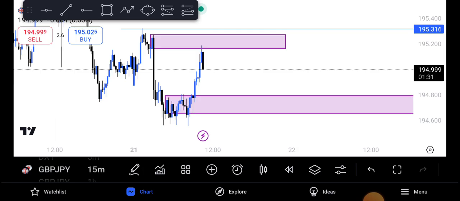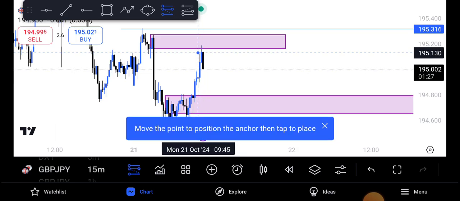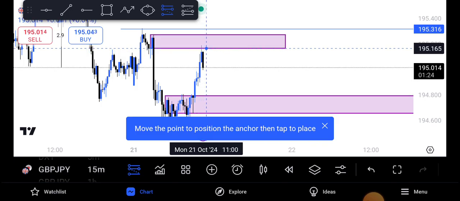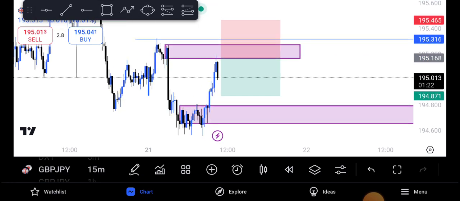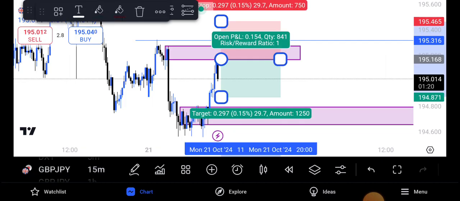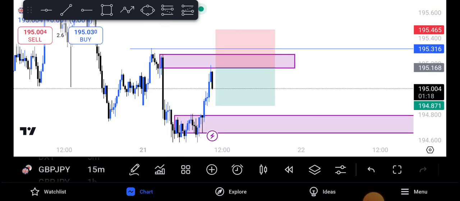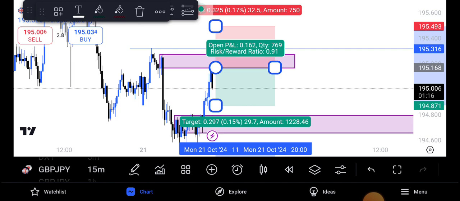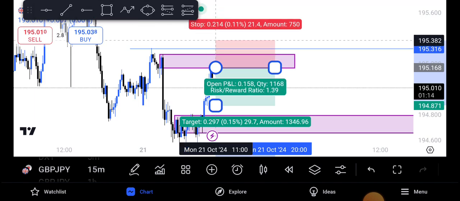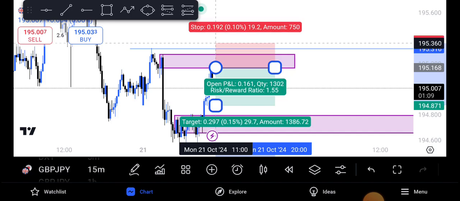Let me see if there is any possible risk to reward there. Let me see. If you take that trade, but I don't advise to trade reversals. For me, it is a no.